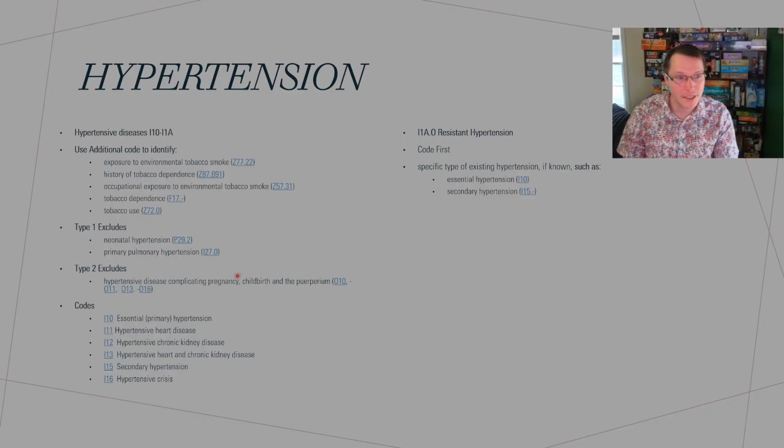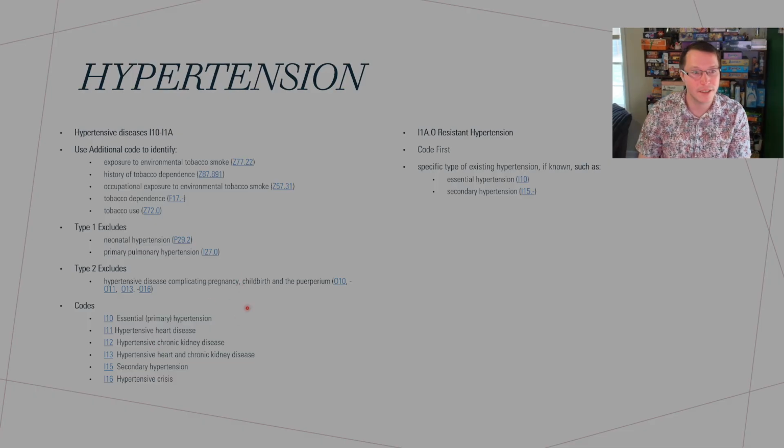Next is hypertension here. Hypertension has its own little excludes here where it excludes other conditions. Main one I want to point out, since hypertension is such a big guideline for everyone these days, is that tobacco codes are required additional codes for every single hypertension code. So make certain you use those. I1A.0 is a newer, very popular code, resistant hypertension, but just note that this is actually a status code. You also have to code the specific existing hypertension as long as it's known. So just make certain you're doing that whenever you have resistant hypertension.